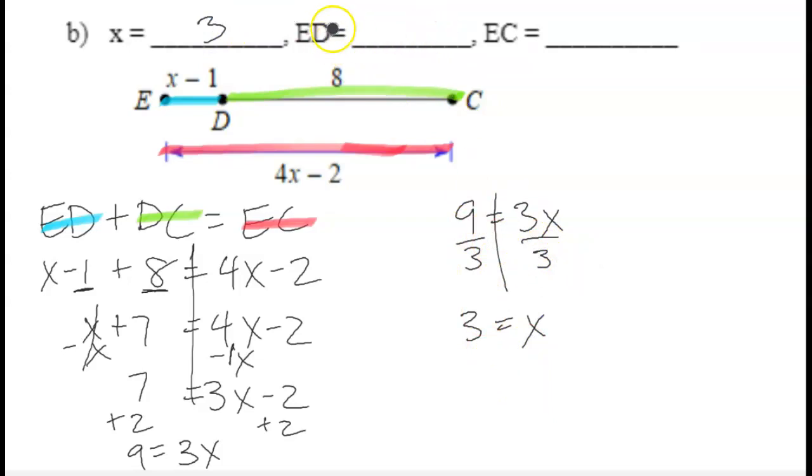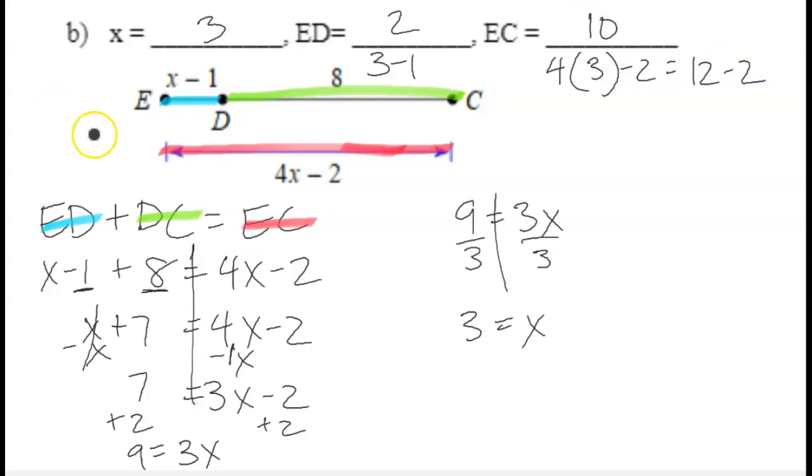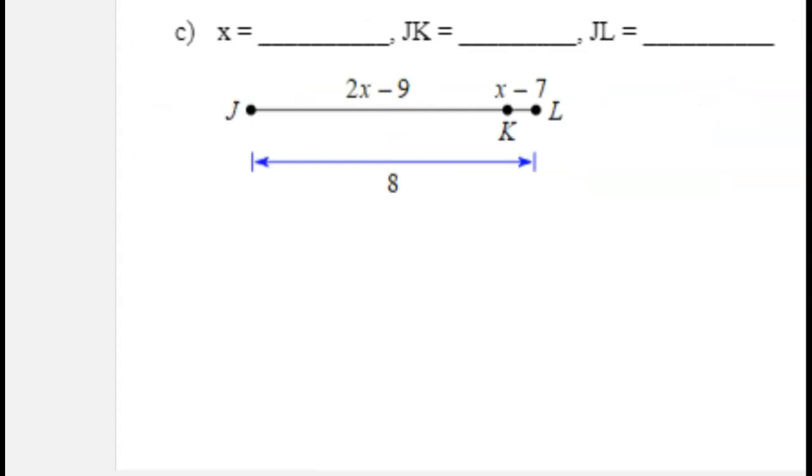All right, time to plug back in here. ED is x minus 1, or replace 3 minus 1, which is 2. EC is the whole thing for x minus 2. So 4 times 3 minus 2 is 12 minus 2, and that will come out to 10. And it should check out that the small part here, ED, which is 2, plus DC, which is 8, equals the whole thing, which is 10, and that does check out. So it's working out the way we want it.